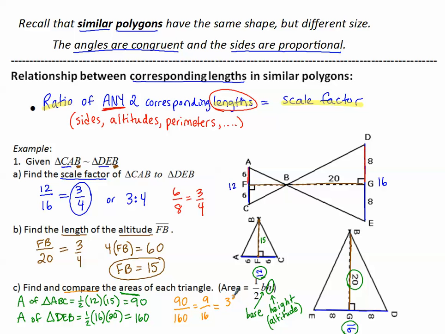9 is 3 squared. 16 is 4 squared. So if we're finding area, which is two-dimensional space, square units, we are using the scale factor squared to show the ratio of areas of similar figures. In fact, that's how we usually write the answer for area. If I had units in this picture, I would take my units and square them. 90 units squared, 160 units squared.